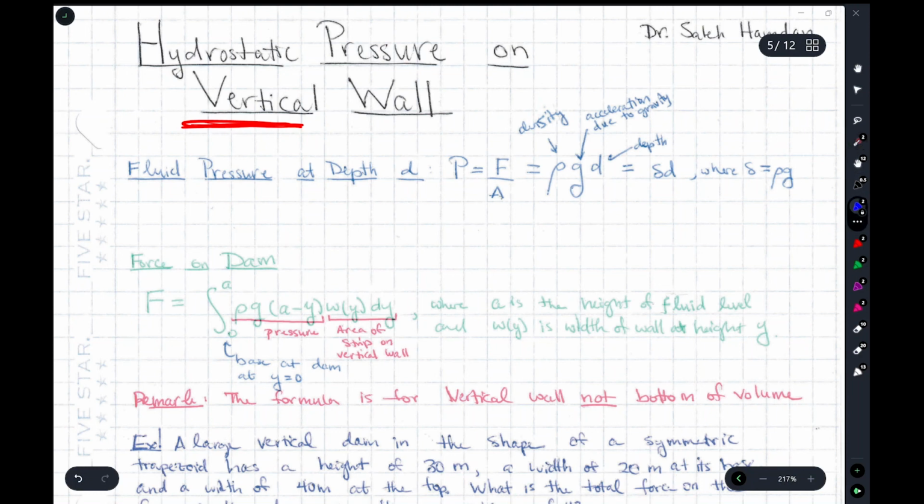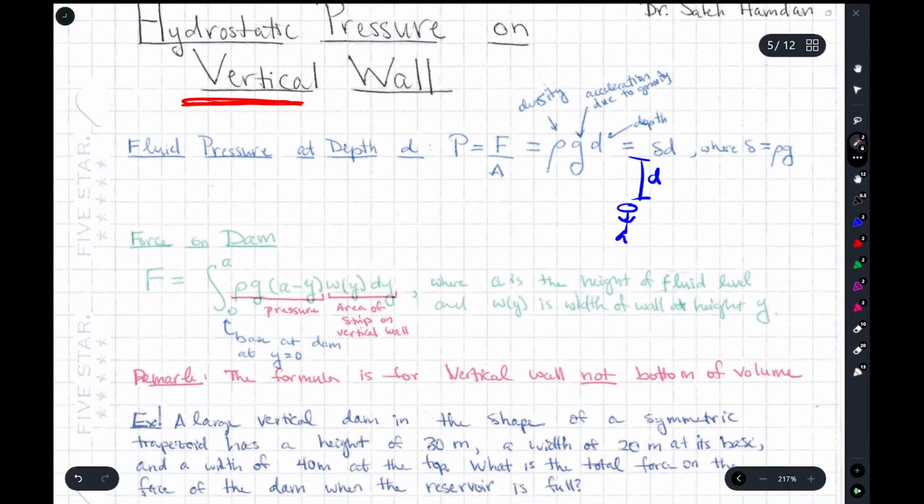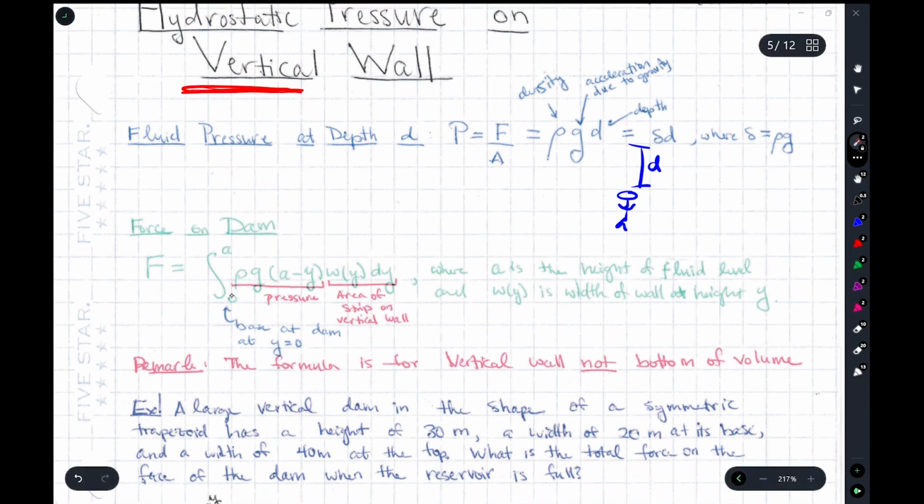In general, if you're standing and there is fluid a distance d above you, the pressure that you'll feel is this right here. You'll use P equals rho g d, where rho is the density, g is the acceleration due to gravity, 9.8 meters per second squared, and d is the depth. This also works for water, so any fluid.